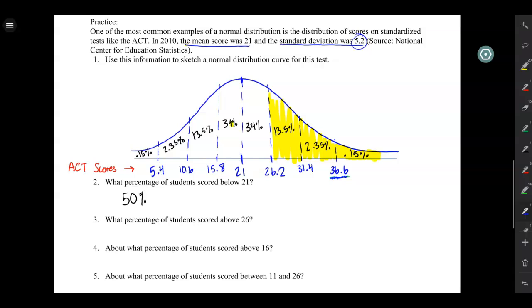So to figure out how many people scored above 26, I'm going to add up all the percents. I'm going to do this in black. All the percents of people that fall in that category.